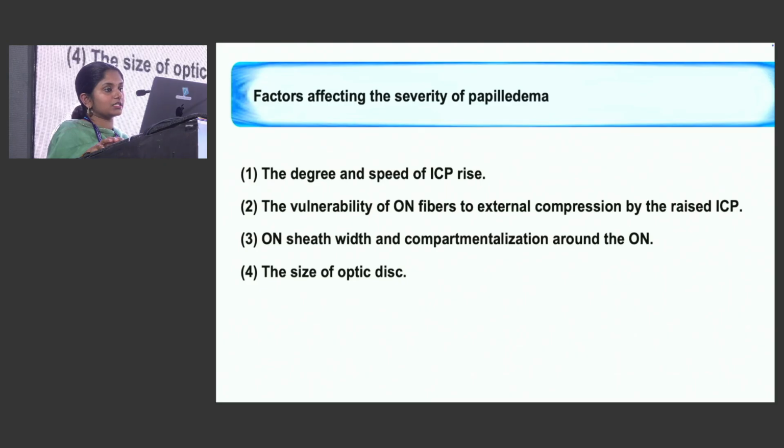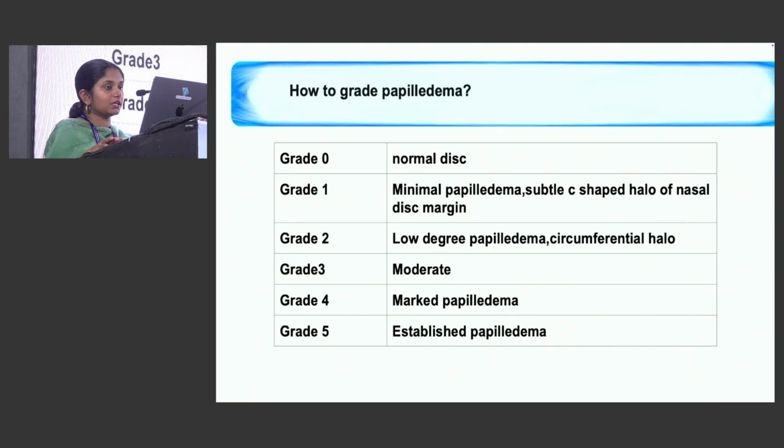secondary vascular changes. Factors affecting the severity might be the degree and the speed of ICP rise, the vulnerability of the optic nerve fibers to external compression, optic nerve sheath width and compartmentalization around the optic nerve, as well as the size of the optic disc. How to grade papilledema? It's the modified Frisén grading.